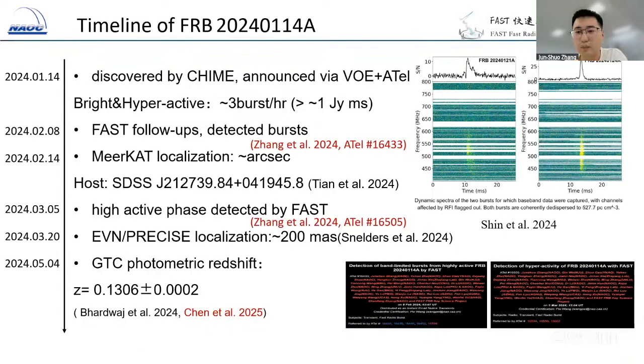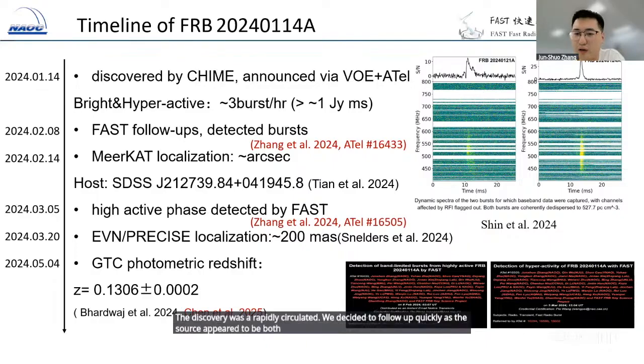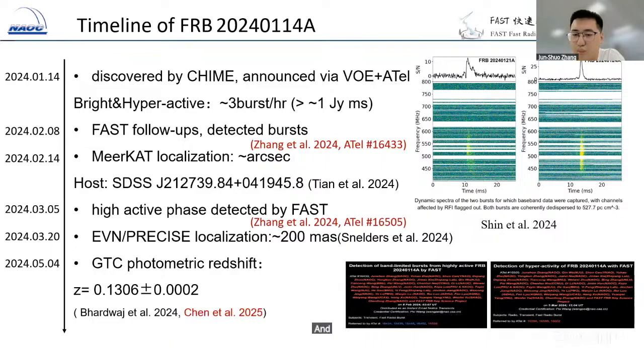Here's a brief timeline and the basic information of FRB 20240114A. The source was first discovered by CHIME, and thanks to the VOEvent network and ATel, the discovery was rapidly circulated. We decided to follow up quickly as the source appeared to be both bright and hyperactive, and later on we detected a few bursts, which we reported on the ATel. About a week later, the MeerKAT team localized the source precisely and identified its host galaxy. So we calibrated the FAST pointing position since then.